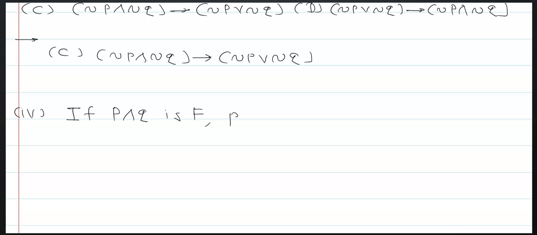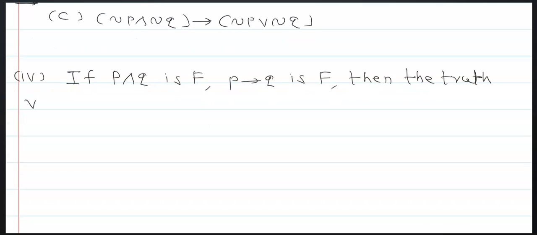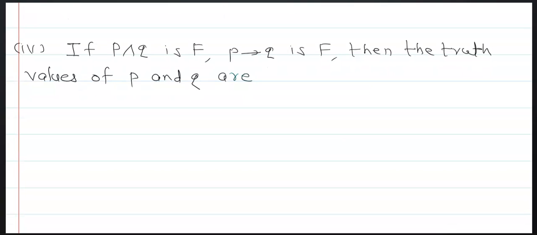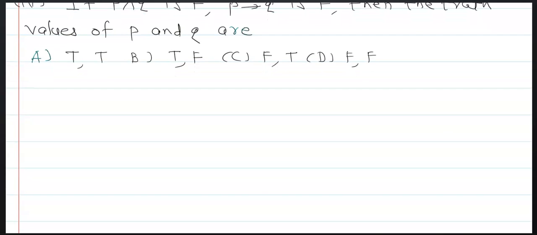If P and Q is false and P implies Q is F, then the truth value of P and Q, as these two are different, P implies Q is F, therefore Q must be F and P must be T. Therefore option B is the correct one.